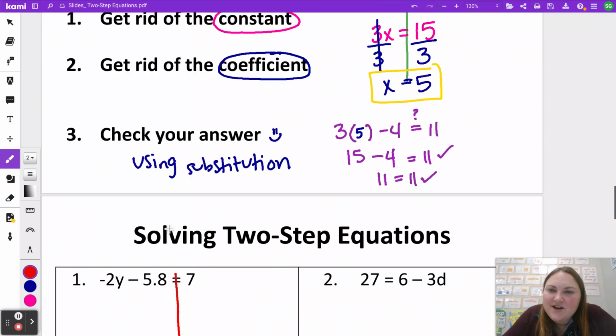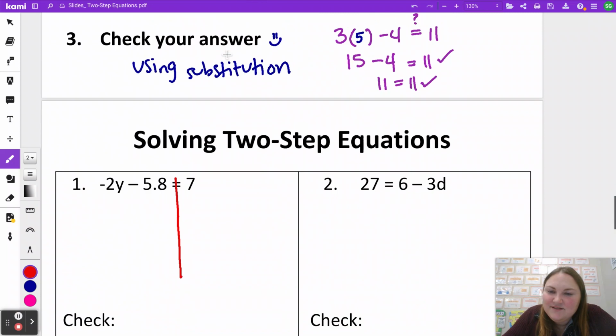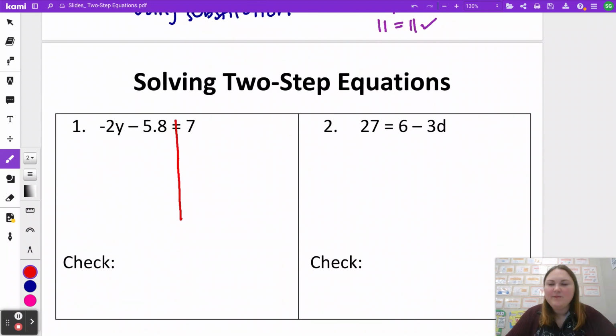We always start, we said, with the constant. So in this problem, which number will I start with? In this problem, my constant is that 5.8, that minus 5.8. I know that's the constant because it doesn't have the variable. It's the number that's being added or subtracted. So this is where I need to begin.